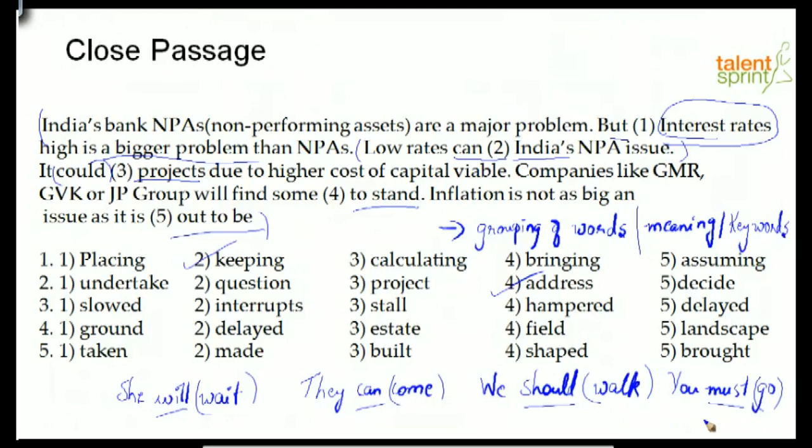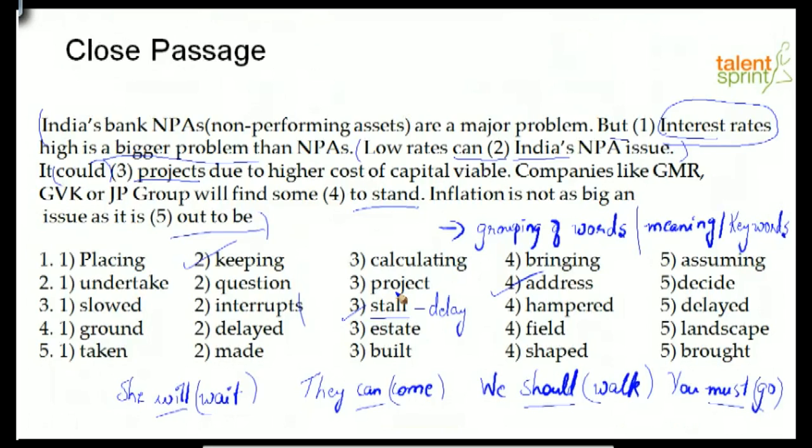So obviously for the third one, Maulik, it's not slowed. Slowed is not the right option here. What is to stall? To stall means delay, right? Interrupts can come if I didn't have the S, but I have the S there, so that's why it's incorrect. I can't use that. When I have the modal verb, right, I need interrupt and not interrupts. So the correct form is stall. It could stall projects, it could delay projects due to higher cost of capital viable.